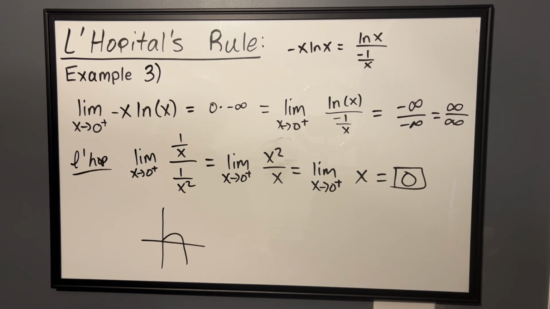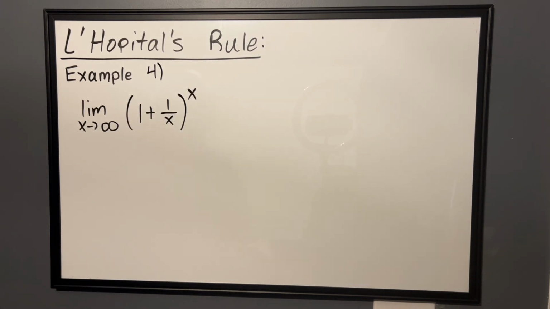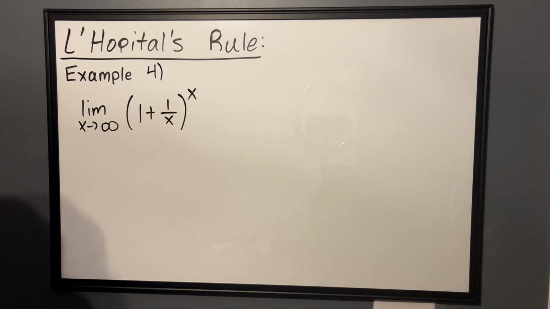We're going to move on to the final example of this video, which is example number 4. Okay, so here's example number 4. This is the limit as x goes to infinity of 1 plus 1 over x, all to the x power. Now, what we're going to do is we're actually going to set up a function here. This is a little bit of a trickier question.